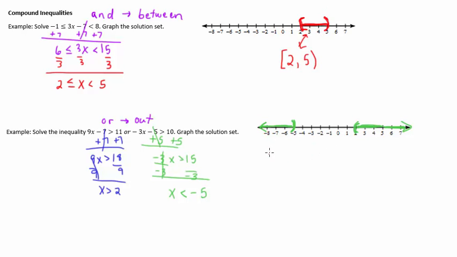On this one, we go from negative infinity to negative 5, and then from 2 to positive infinity. And there's a gap right here where we don't have any shading.